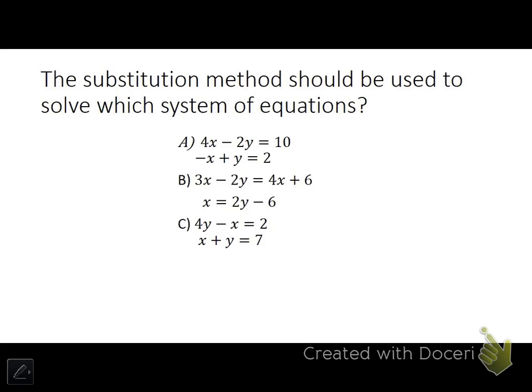Okay, which method should be used for substitution? Okay, substitution, our one rule is either x or y has to be by itself on one side of the equal sign. If we look at this, x is by itself, so my answer is going to be B.